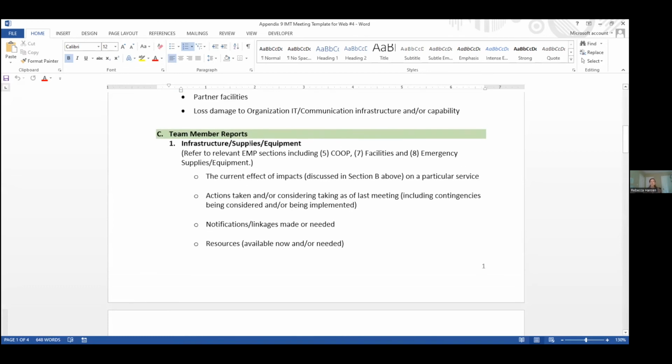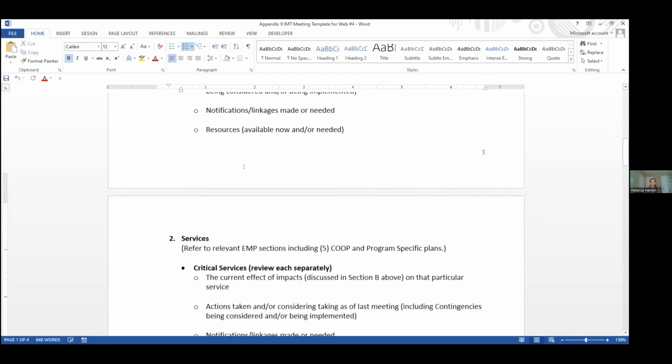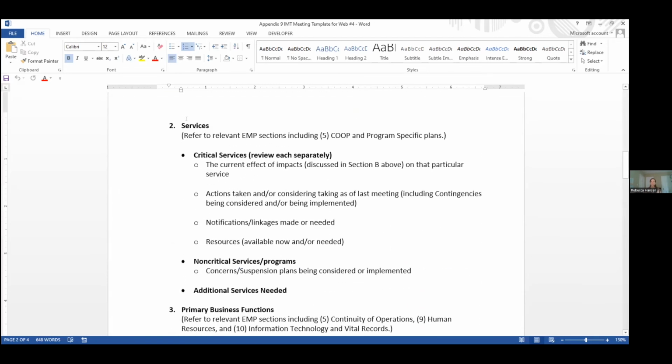So each team is reporting. So this is the infrastructure, supplies, and equipment team. Annie talked about the different positions in the IMT. They may be reporting out on different services. So if you have 3 people overseeing services, they can be reporting out and talking about both your critical services and your non-critical services, and what the status is.